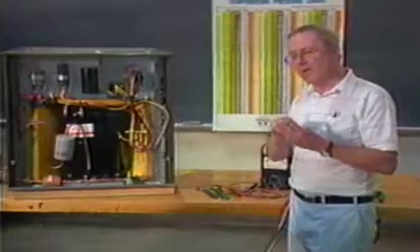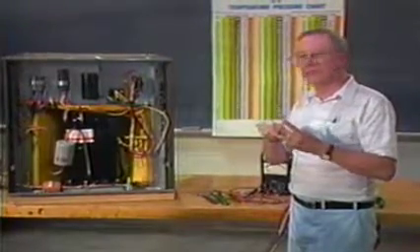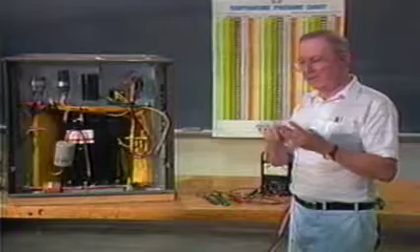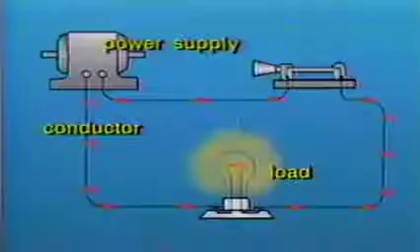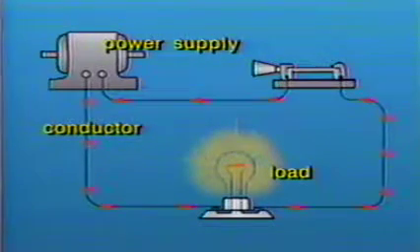Now we must remember anytime that we're troubleshooting that you have to have 3 things present. You must have a power supply, you must have a path for the power to run on called a conductor, which would be the wires, and you must have a load. Now in our example we're using a generator as a power supply, we're using wires as our conductor, and we're using a light bulb as our load.